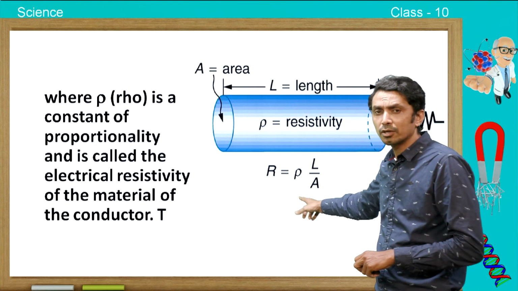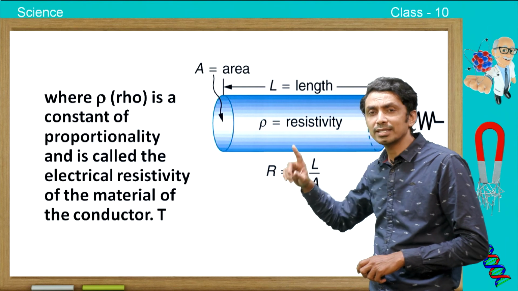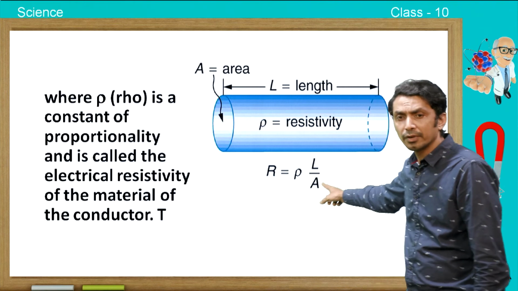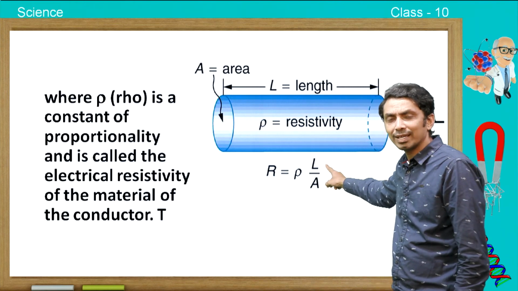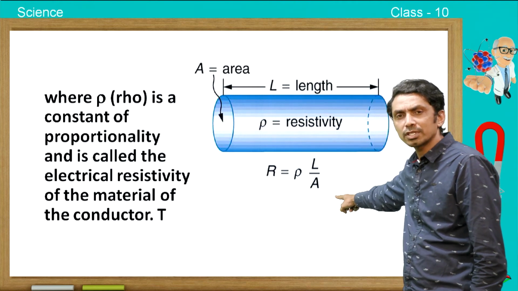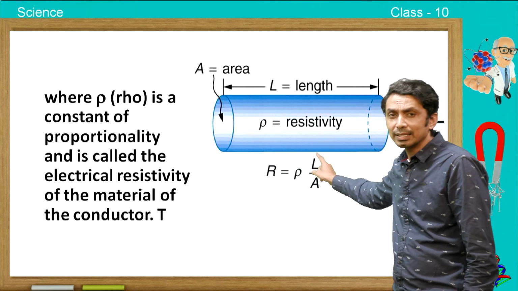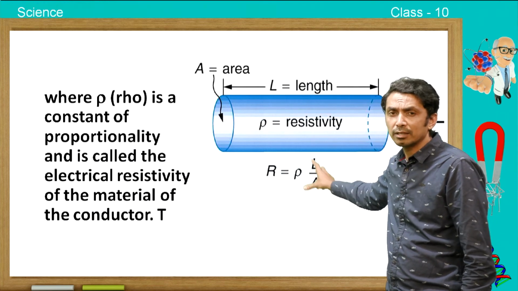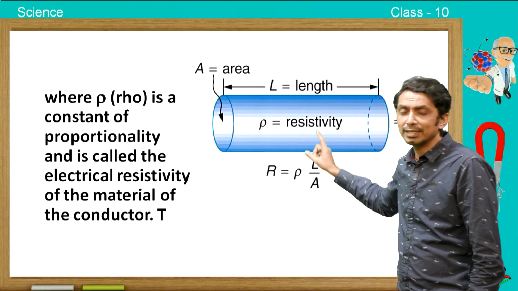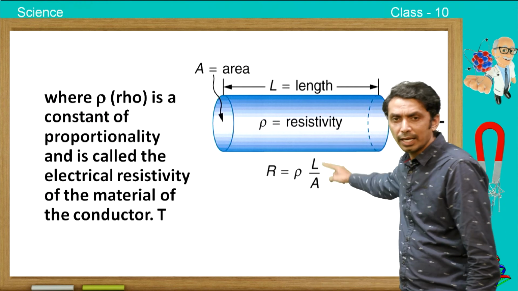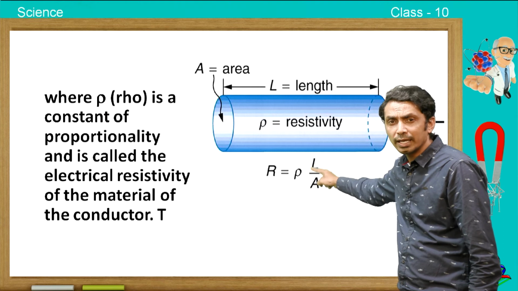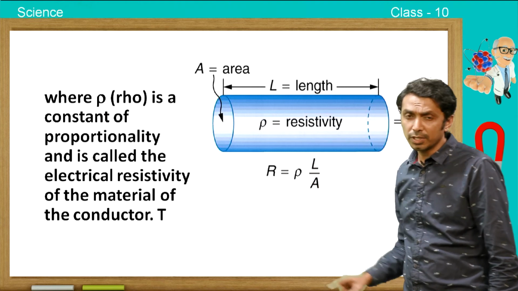See, this rho is called resistivity. That means if the length of the conductor is 1 unit and the area of cross section is 1 unit, then that conductor will have a resistance. That resistance is equal to this resistivity. So L should be equal to 1 unit and A should be equal to 1 unit area. So there the resistance will be equal to resistivity.